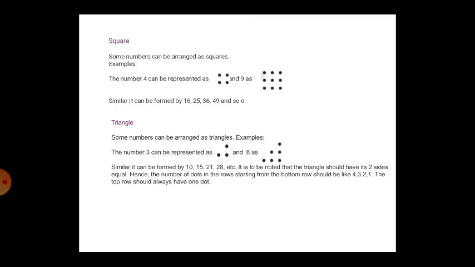It is to be noted that the triangle should have its 2 sides equal. If its 2 sides are equal, then you can write those dots as a triangle. Here you can observe in this triangle, one side has 3 dots and another side also has 3 dots. And the number of dots in a row starting from the bottom row should be like 4, 3, 2, 1. The top row should always have 1 dot. Okay.